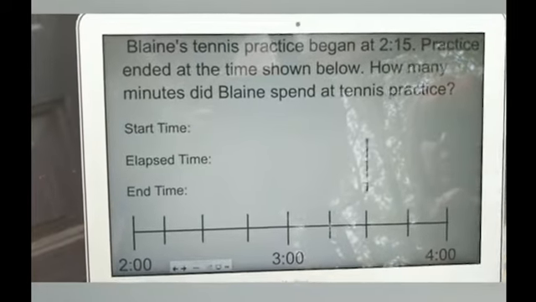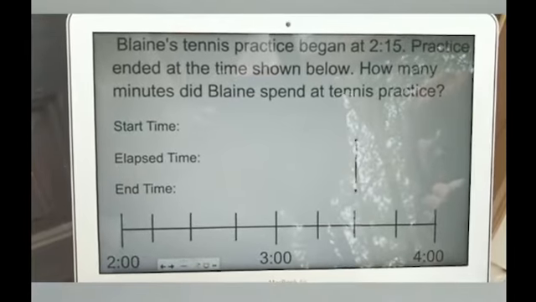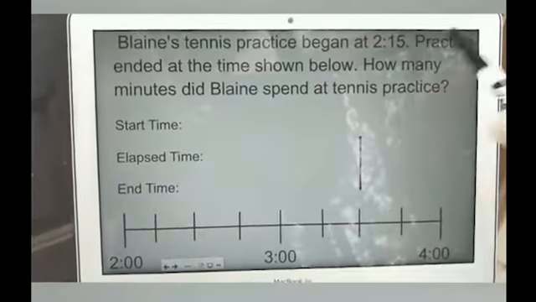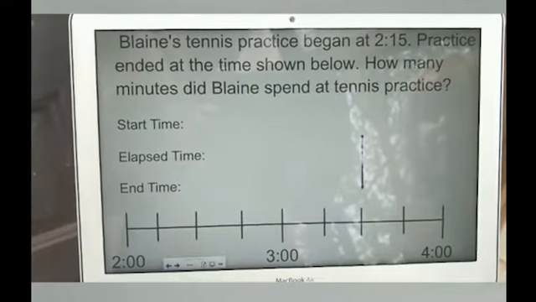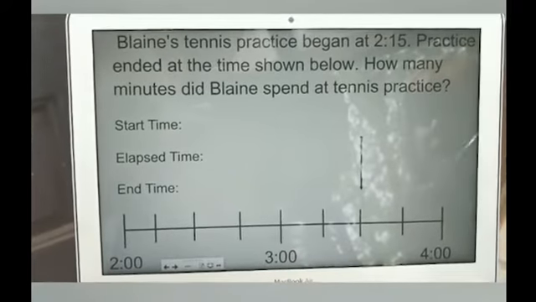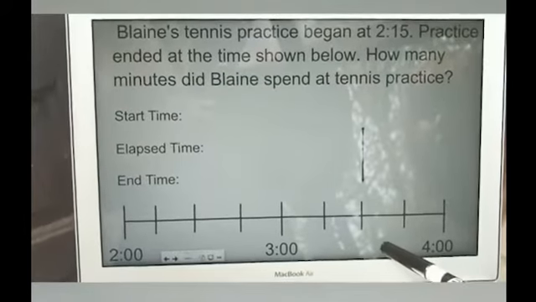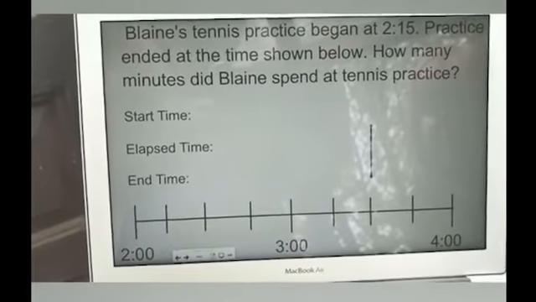Blaine's tennis practice began at 2:15. Oh, began, that sounds like start to me, so I think that's my start time. Practice ended at the time shown below. That sounds like my end time, but I'm going to have to figure out what time that is. How many minutes did Blaine spend at tennis practice?